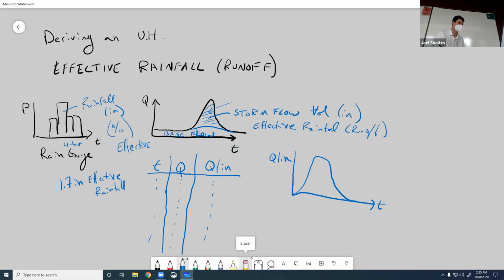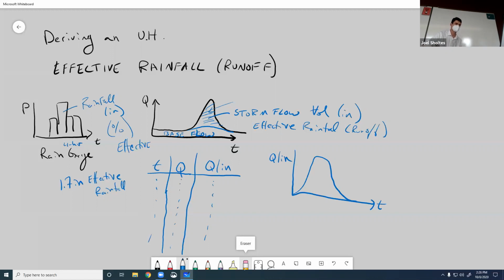Obviously, we don't have these data, and we often want to generate unit hydrographs for these small basins that don't actually have rainfall runoff data. So we'll look at some synthetic methods in a minute.